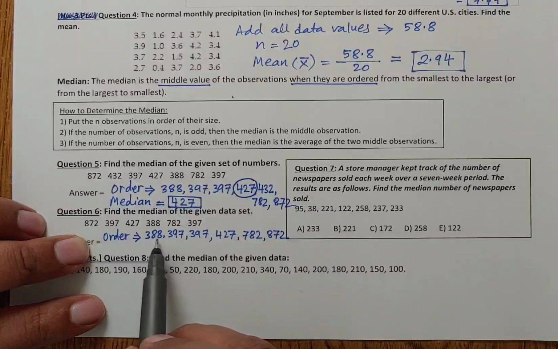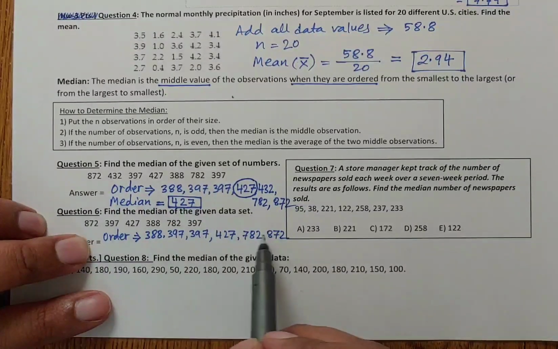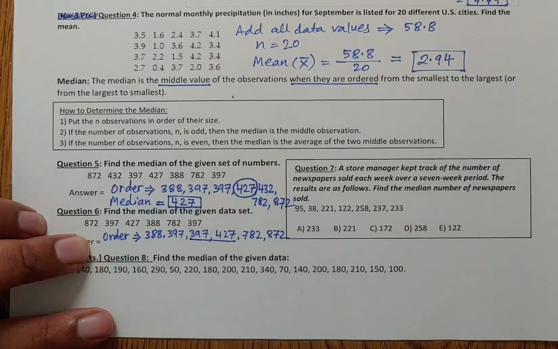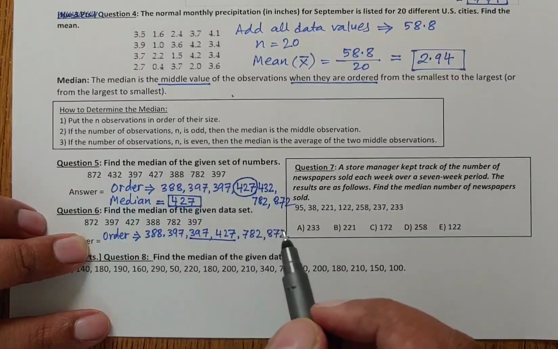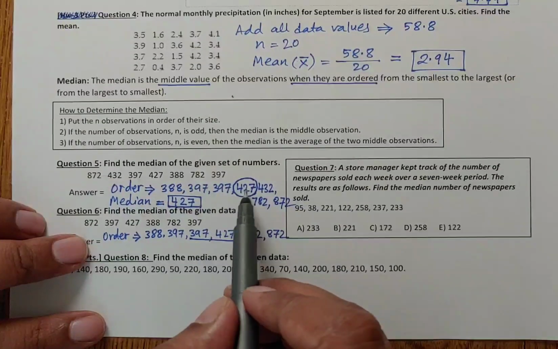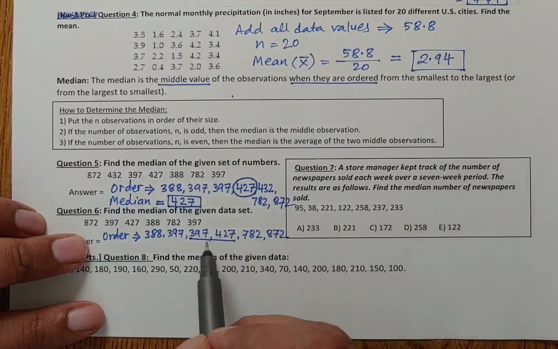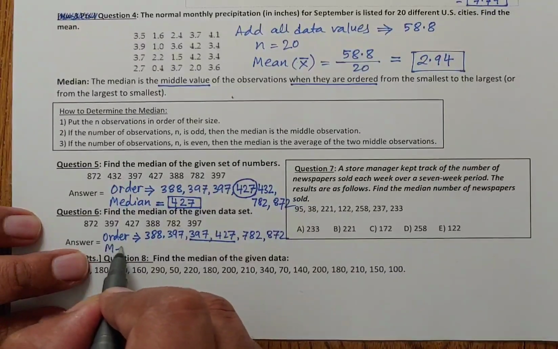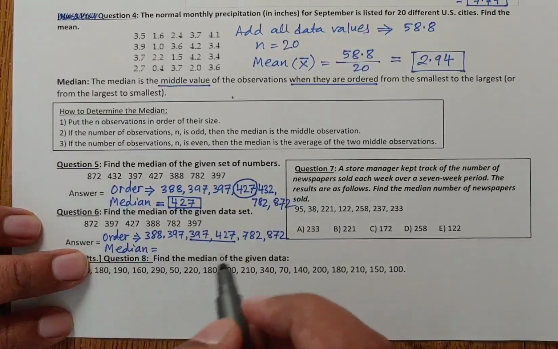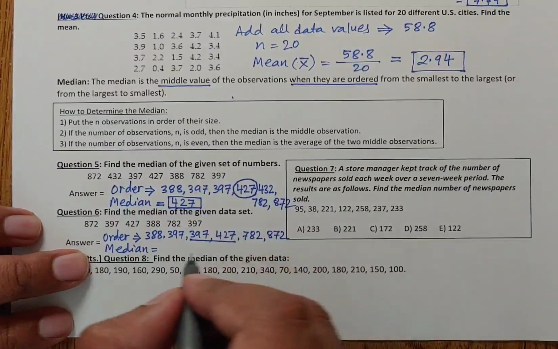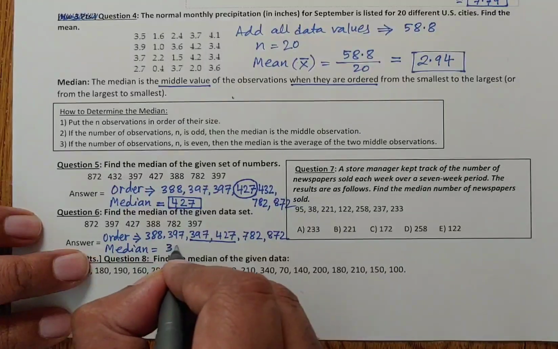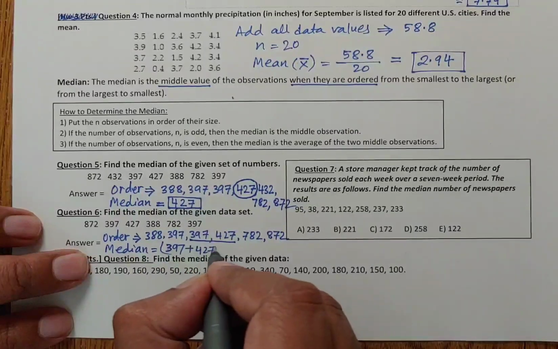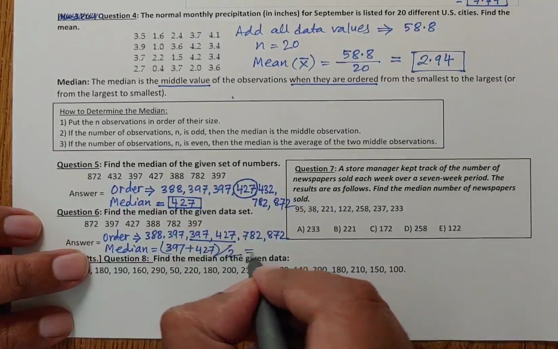Now which numbers are in the middle? You count 1 2 3 and then 1 2 3, right? So you get these 2 numbers in the middle. Okay, so in the previous one we got just 1, so that was the answer. But here we got 2. So what you do is, the median equals, you add them and divide by 2. 397 plus 427, and then you divide by 2.